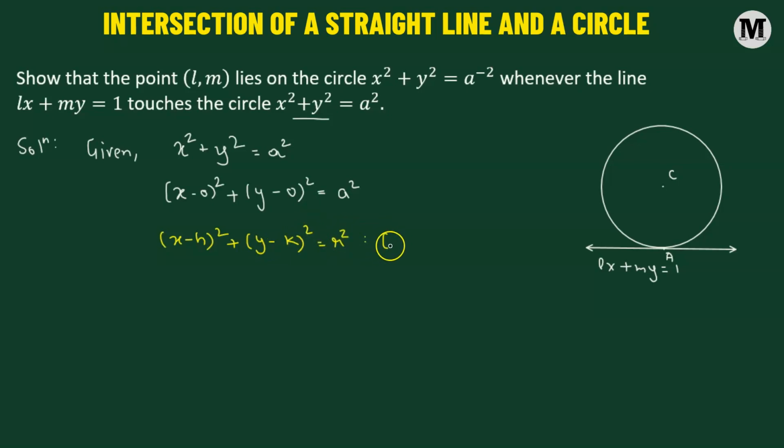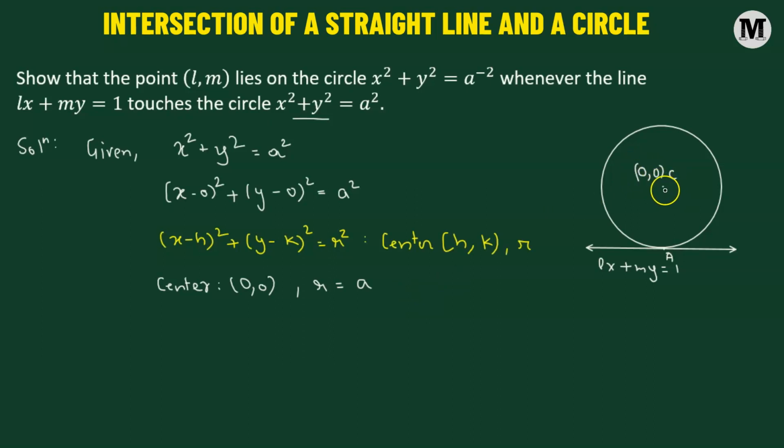In this case, the coordinate of the center in its standard form is denoted by (h, k), and the radius is denoted by r. This means that the center of the circle given to us has the coordinates (0, 0). That means it's centered at the origin, and the radius of the circle is a units. Okay, now we have the coordinates of the center of the circle, (0, 0).